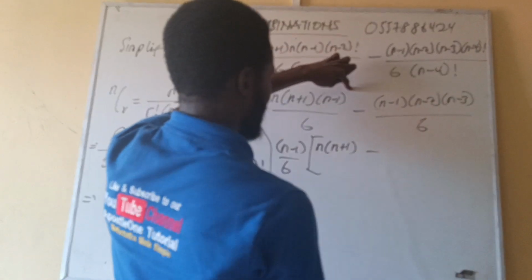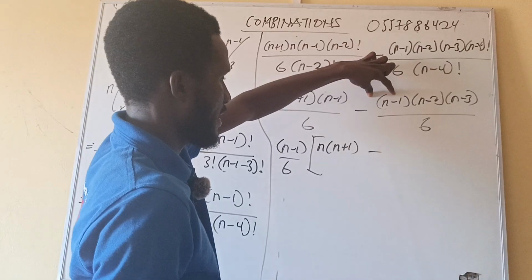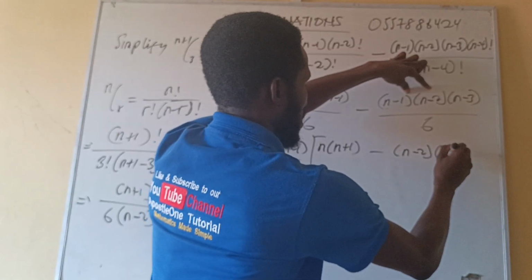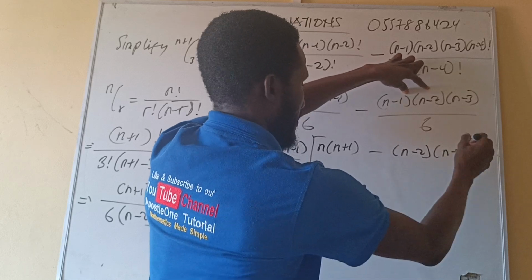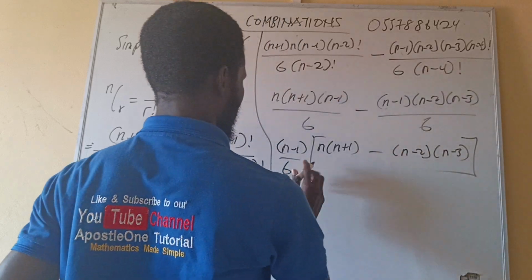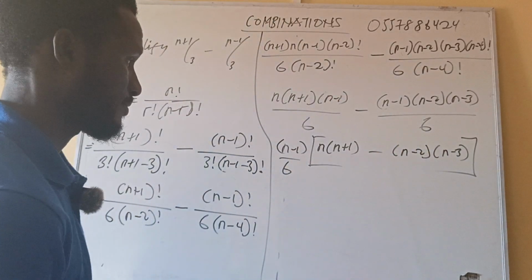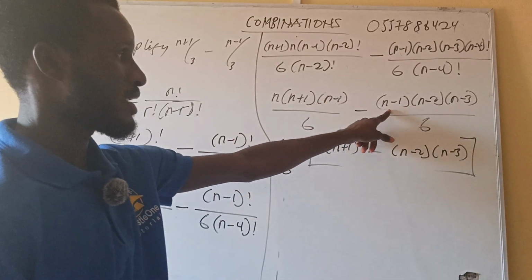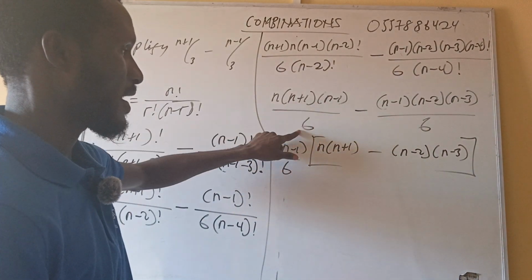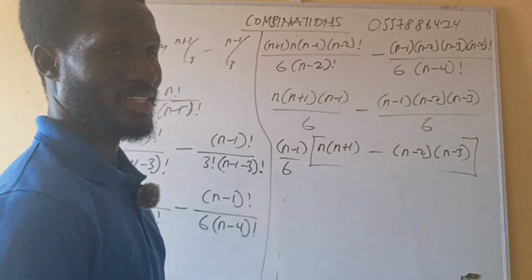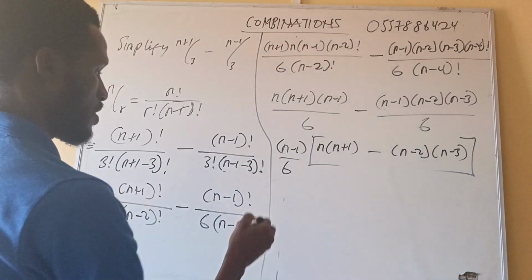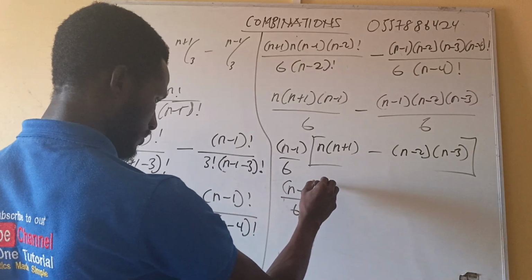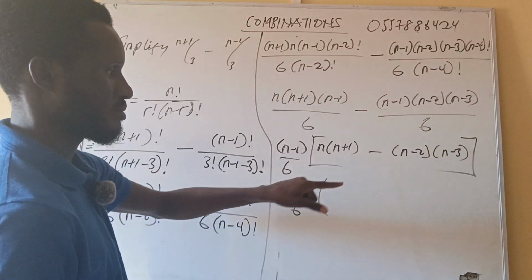Now minus here, the n minus 1 is out, I'm going to get n minus 2 and then n minus what? n minus 3. Now this is what I'm going to get. Just as simple as that. Because I can see n minus 1 here, another n minus 1 here, factorize it out. I can see 6 here, 6 here, factorize it out. Yes. So I'm going to have n minus 1 all over 6. Now let me try to simplify this one.